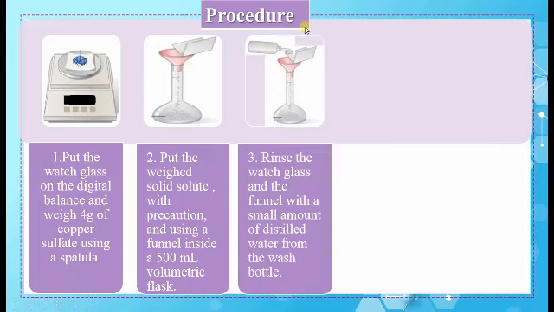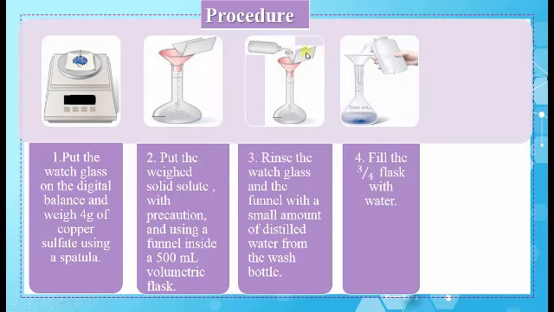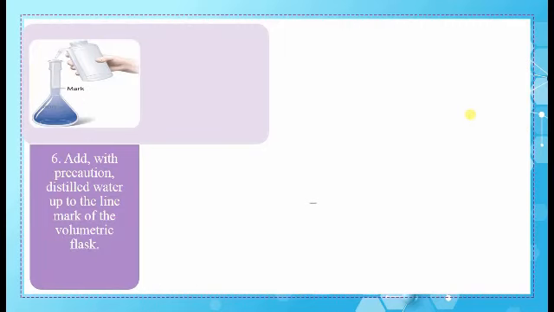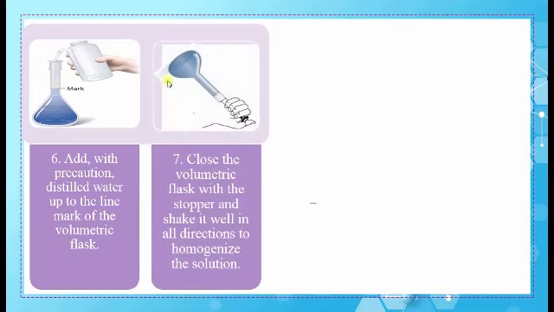Third step, rinse the watch glass and the funnel with a small amount of distilled water from the wash bottle. Fill 3/4 of the flask with water. Shake well until all the solid solute is dissolved to obtain a homogeneous mixture. Then add with precaution distilled water up to the line mark of the volumetric flask. Close the flask with the stopper and shake it well in all directions to homogenize the solution.